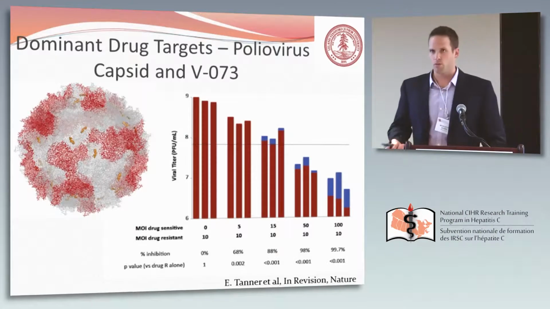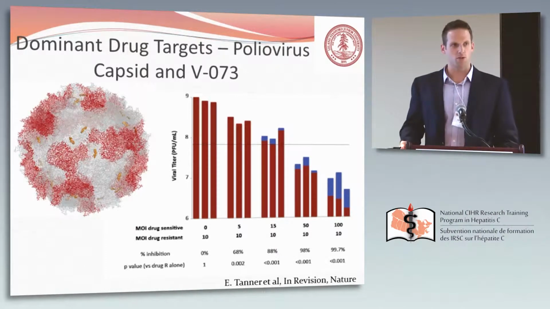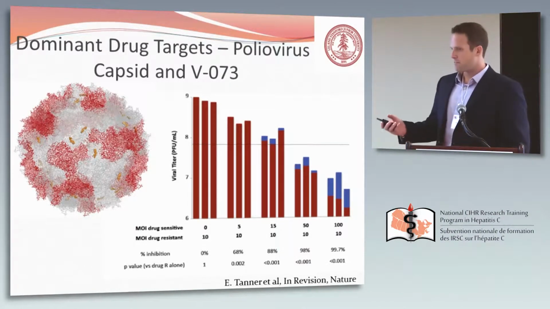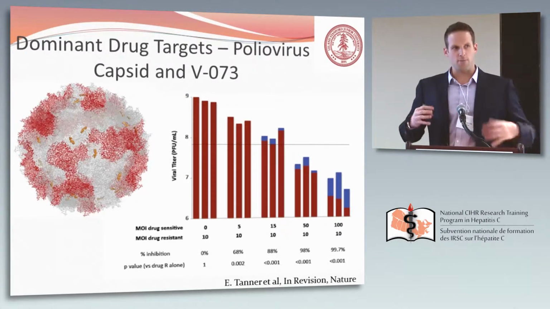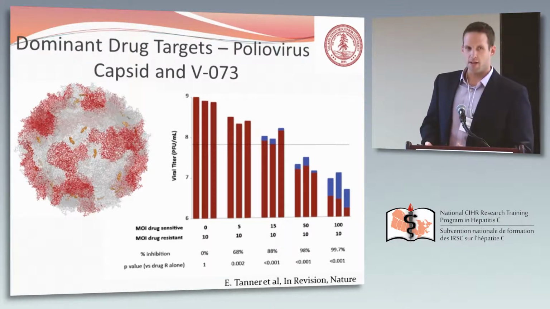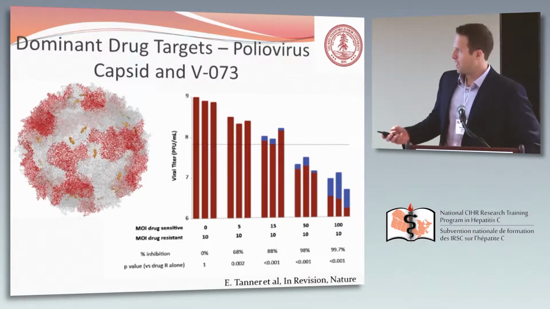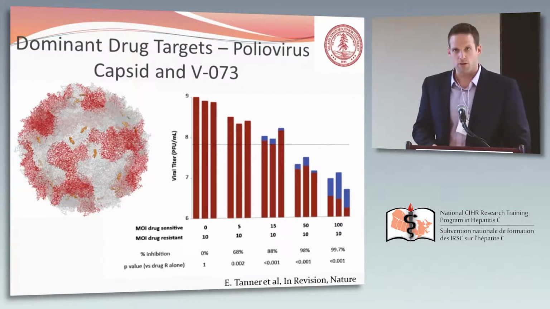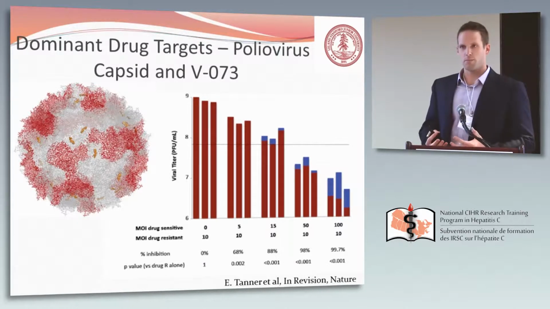Our preliminary evidence with poliovirus, this is research done by one of the graduate students in our lab, Elizabeth Tanner. On the left is a rendering of the poliovirus capsid, which I think really captures the idea of the dominant drug target paradigm. You can see that in red, we've got drug-resistant capsid subunits, and in gray, we've got drug-susceptible capsid subunits. The little brown squiggles are our antiviral compound called VO73, which targets the poliovirus capsid. Even though drug-resistant capsid proteins are in this complex, there are still drug-susceptible subunits binding drug, and the mixed capsid as an entire complex is inheriting drug susceptibility.